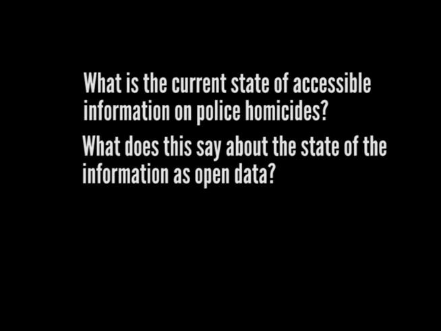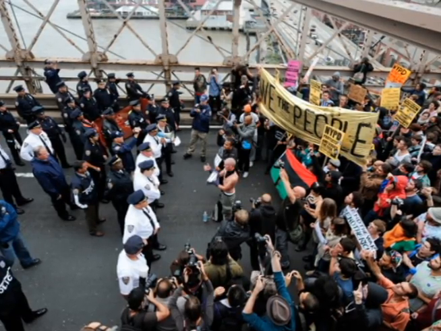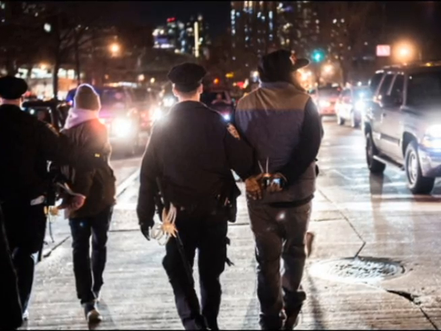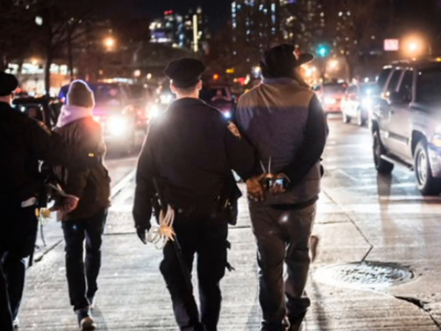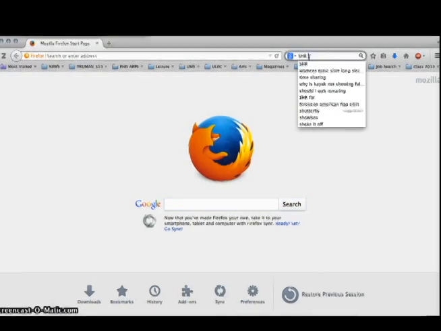What does this say about the state of this information as open data? How can we use social media to fill the gap of accessible open data information on police homicides? Because states are not required to report police-caused homicides, attempts to clarify and comprehensively document this information have severely fallen short. And finding the data that does exist is not at all easy.